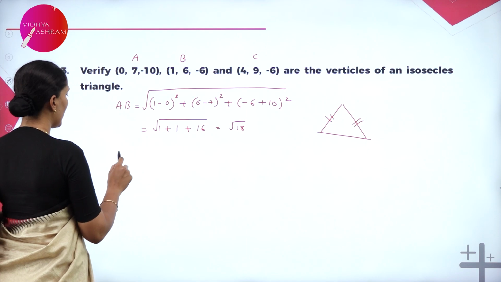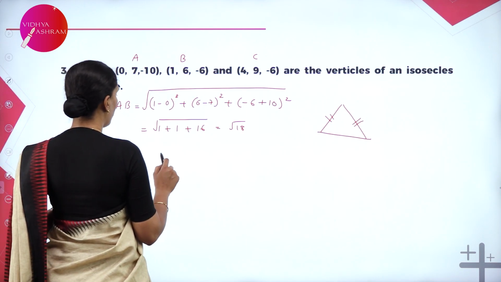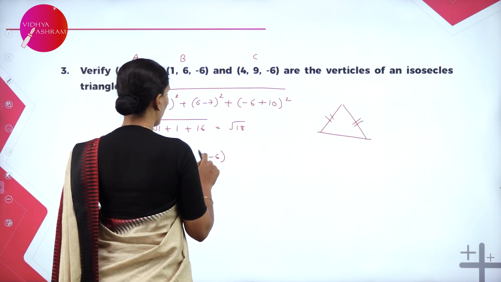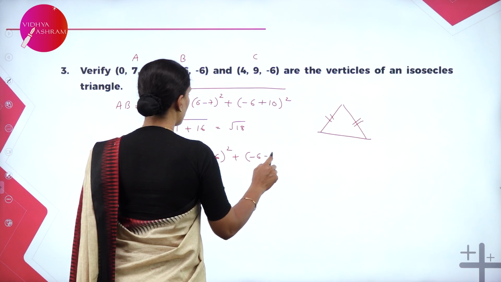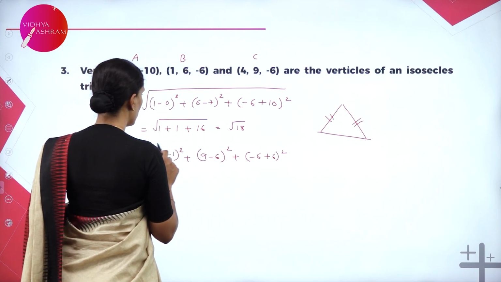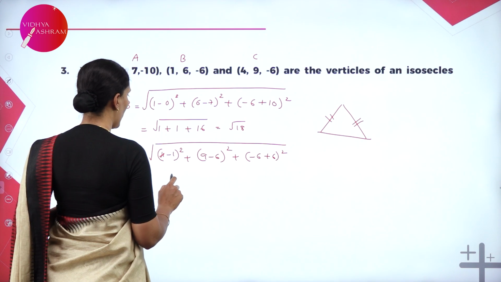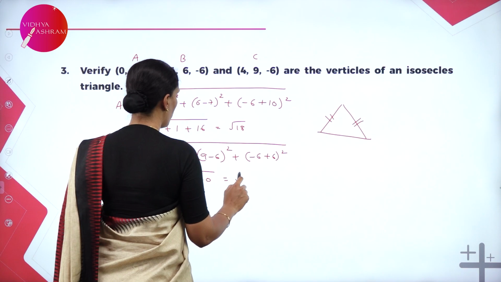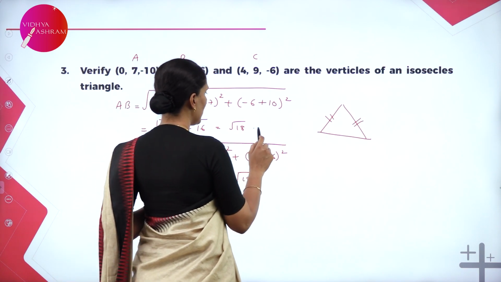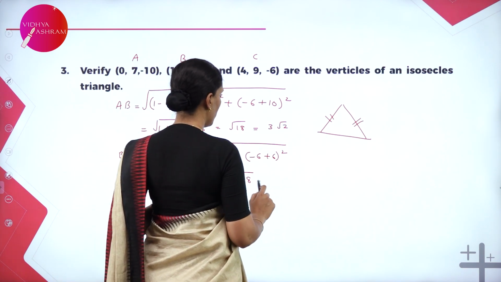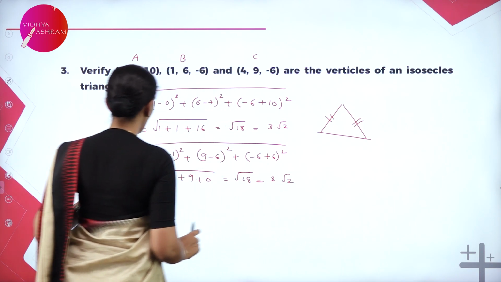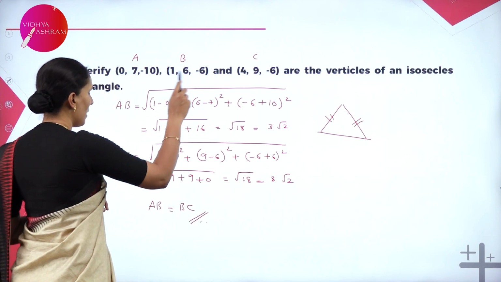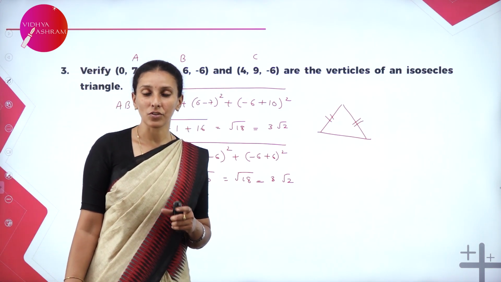Now similarly, let's calculate BC. So we have 4 minus 1 whole square, 9 minus 6 whole square, minus 6 plus 6 whole square, under the square root. So we have 3 square 9, 3 square 9 plus 0, which is equal to root 18. So when I say root 18, this can be written as 3 root 2 units. So obviously the sides AB is equal to BC and hence ABC forms the vertices of an isosceles triangle.